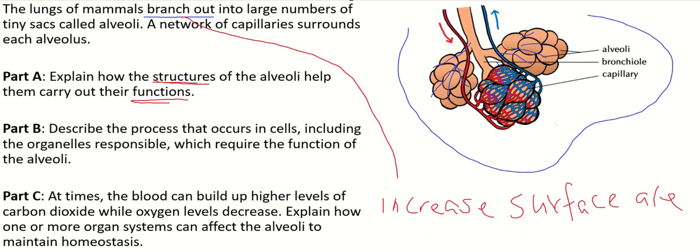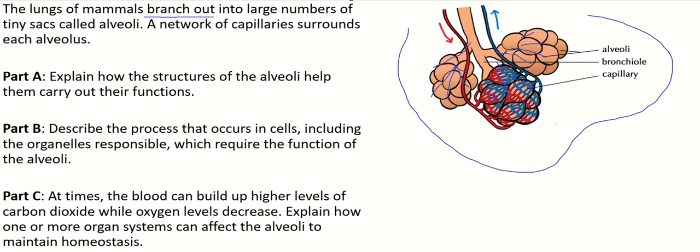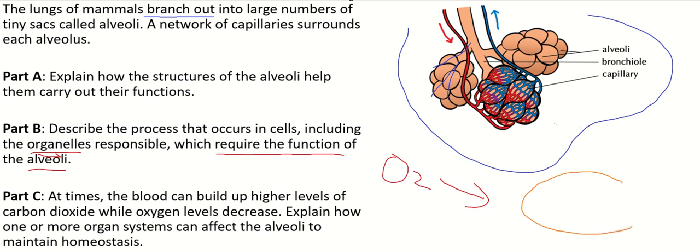All right, part B: describe the process that occurs in cells, including the organelle. So it wants to know what organelle in cells requires the function of the alveoli. It needs the help of the alveoli or the lungs. So what organelle in cells needs oxygen? Because that's what the lungs do. The lungs bring in oxygen. Well, the organelle that's found in all our cells that need oxygen is the mitochondria.